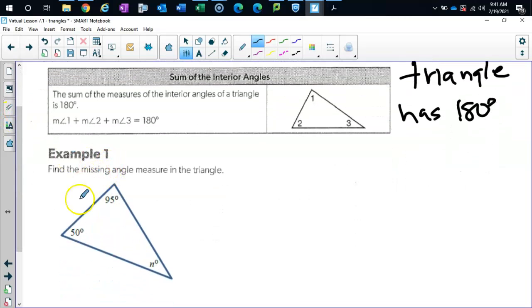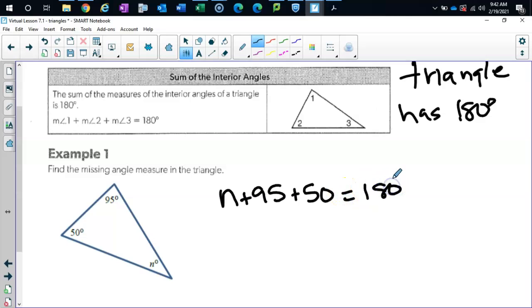So, look at this example. Example 1. Find the missing angle in this triangle. Well, this is n, this is 95, and this is 50. So our equation is going to be n plus 95 plus 50 has to equal 180. Guys, you are going to have to be able to do this. So make sure you learn right now that a triangle has 180 degrees in it.